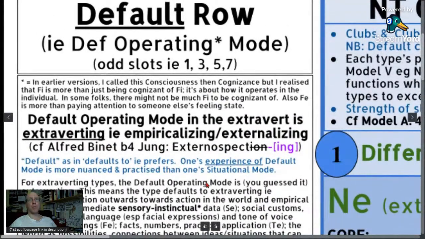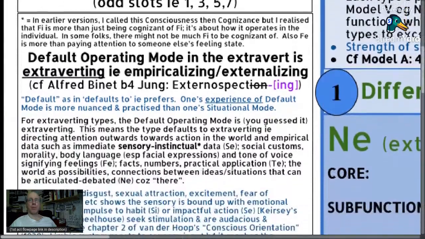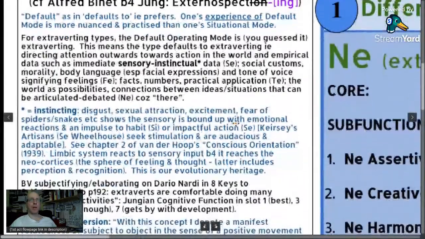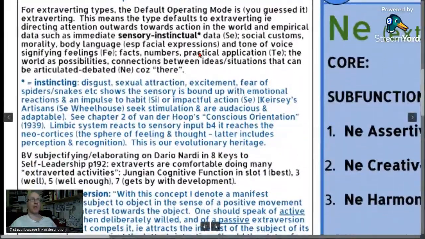Right then. Yeah, default mode is extroverting, i.e. empiricalizing and externalizing. Yeah, then you have the externospection. So I'm going to do it like this, and I'm going to go over this information here. And I actually give the example of ENTP in this. This is in case you're on a small device.